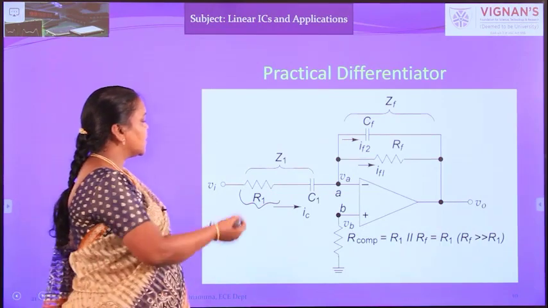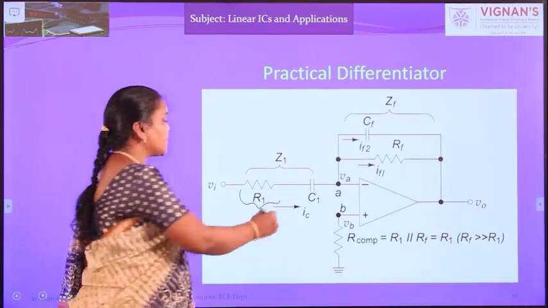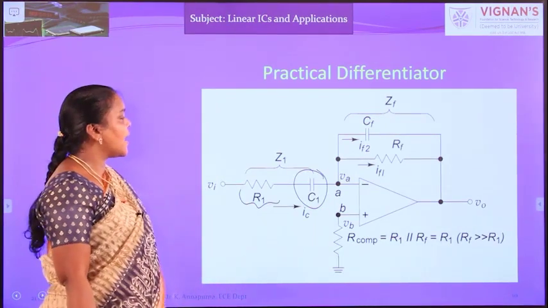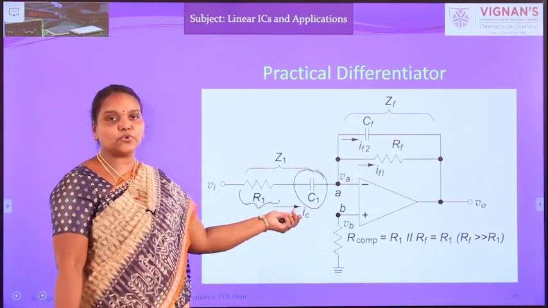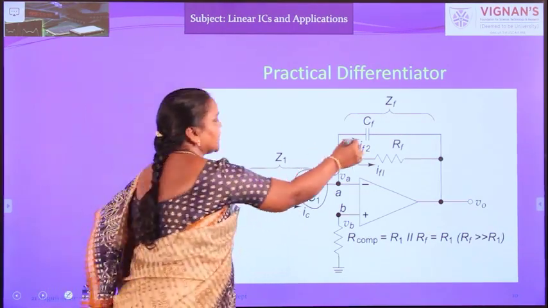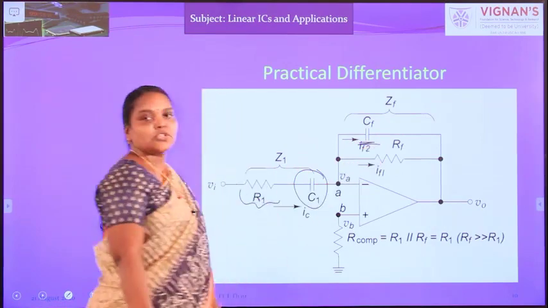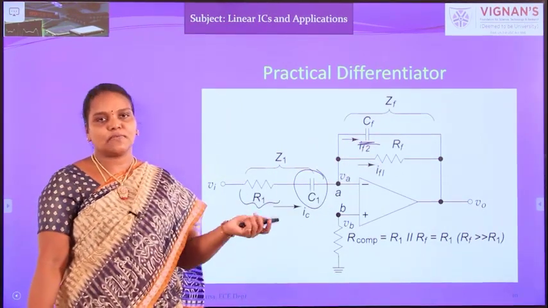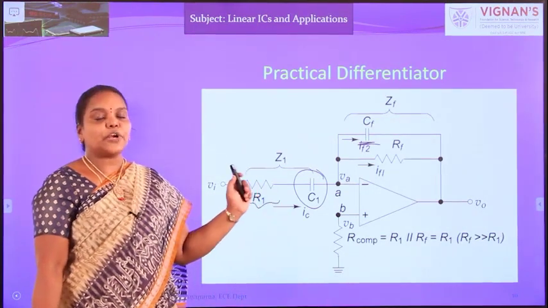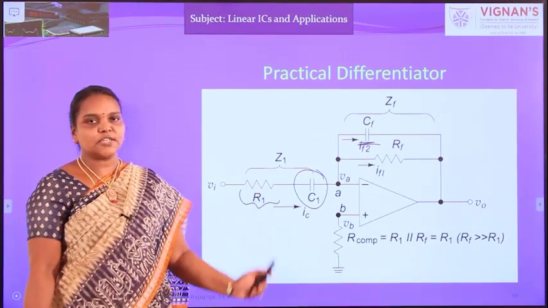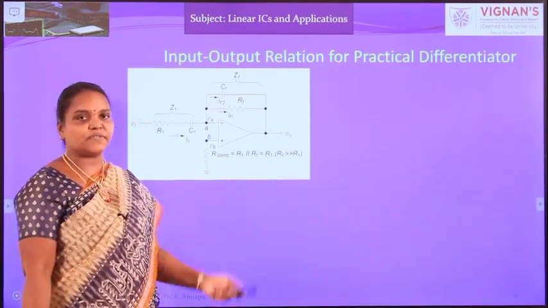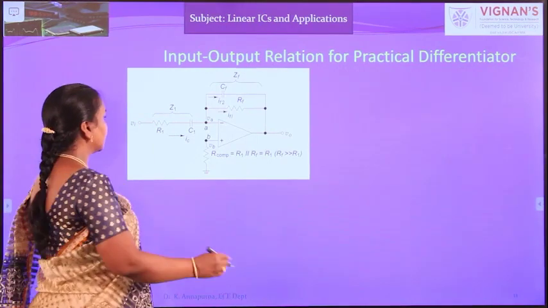And the second problem is also because of the presence of this capacitor alone here, and gain will vary with respect to this capacitor reactance. So to compensate that, here also we are connecting a capacitor, so that both problems will be solved. And now let us see the input-output relation for the practical differentiator circuit. For this, we have to derive the output relation in terms of input.